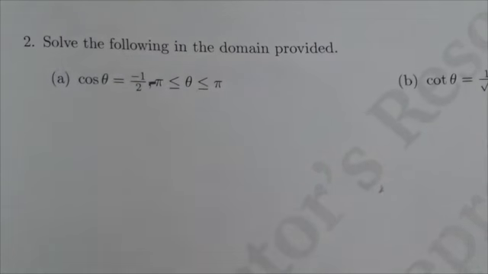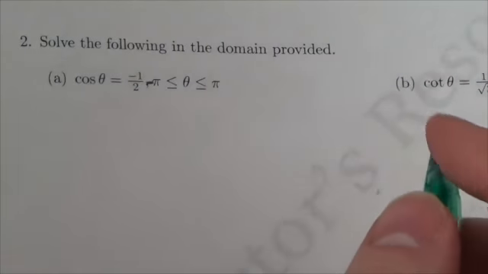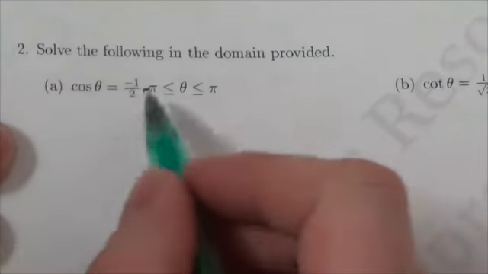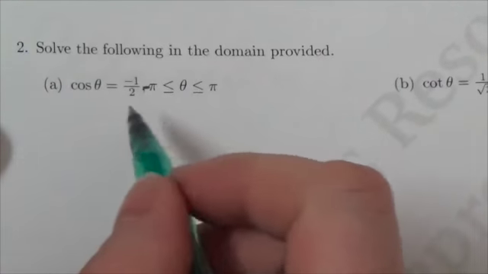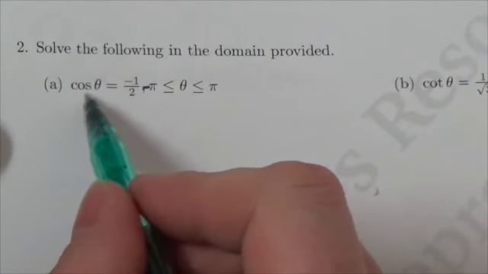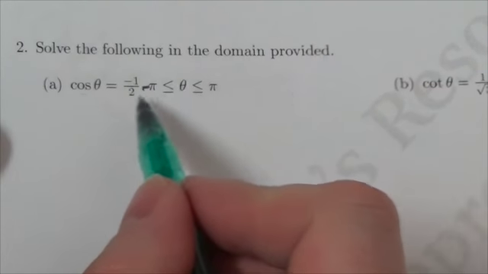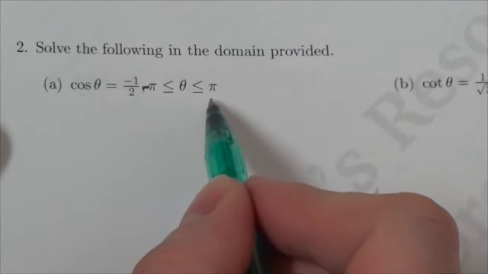All right, hi everybody. We're working through the diploma prep material. This is the chapter on trigonometry, and I'm looking to solve this really quite basic trigonometric equation here: cosine of theta is equal to negative 1/2 between negative pi and positive pi.